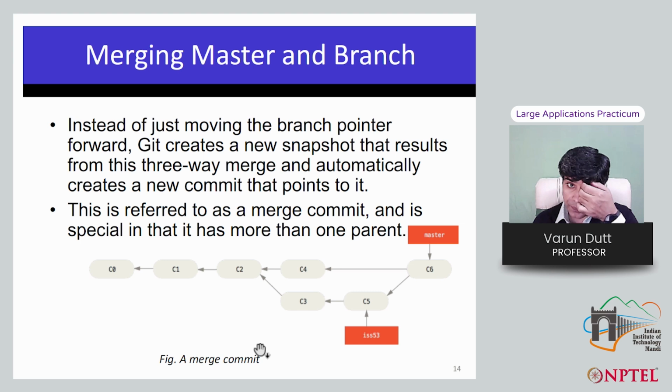Now, generally, instead of just moving the branch pointer forward, Git creates a new snapshot that results from this 3-way merge. So if ISS53 gets merged into master, it will create a new snapshot. In this case, the C6 commit, where the things get merged. The code in the branch will get merged with the code in the master and it will create a new commit. This is referred to as the merge commit, and it is special in that it has more than one parent, one being this one and one being this one.